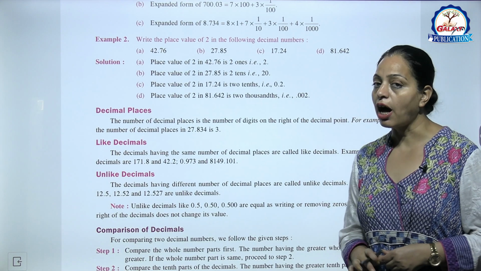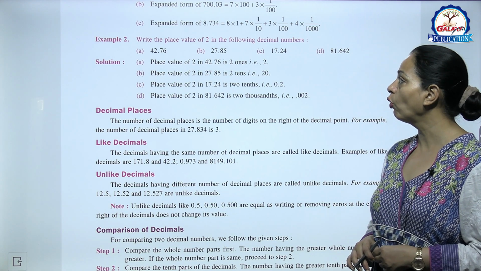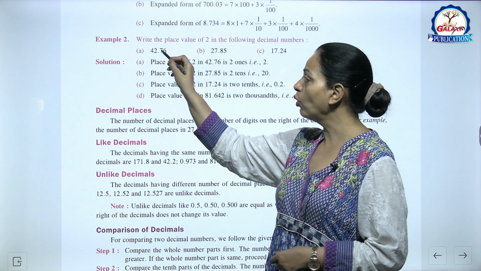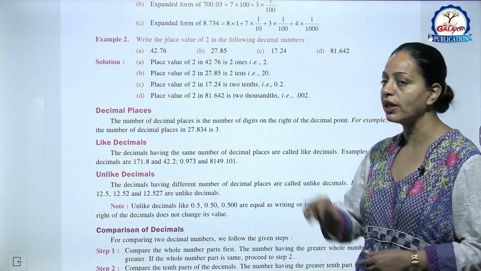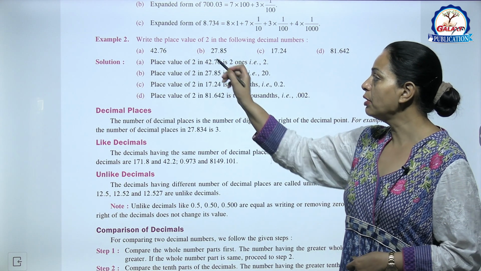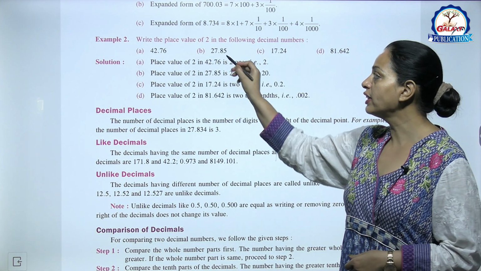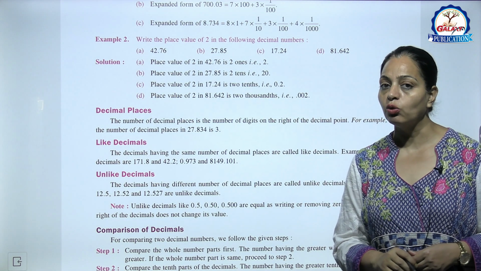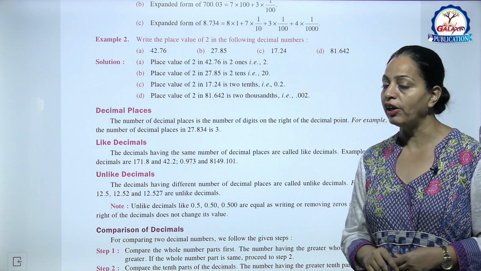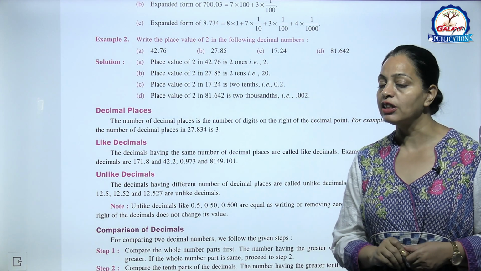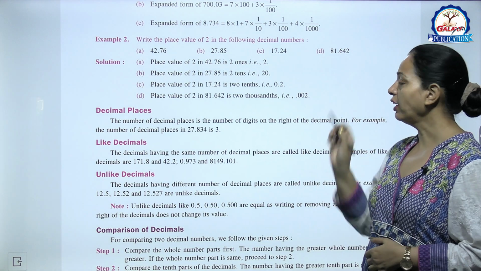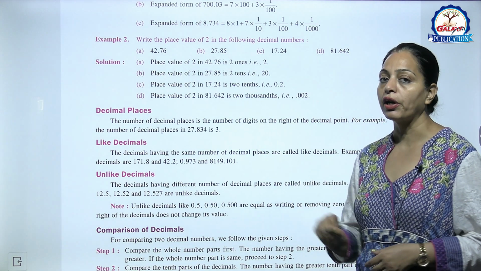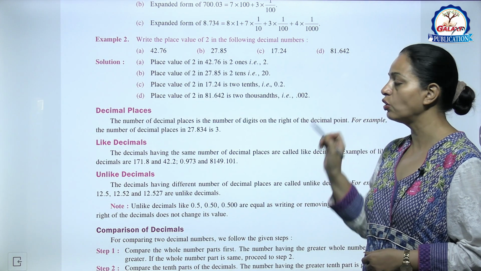Okay. Now example 2, write the place value of 2 in the following decimal numbers. A part 42.76. So what is the place value of 2? That is 2 only. It is at 1's place, so its value is 2 only. B part 27.85. 2 is at 10's place, so its value is 20. C part 17.24. So 2 is at 10th place, so its value is 2 into 1 by 10 means 0.2. Now D part 81.642. 2 is at 1000th place. So here 2 into 1 upon 1000 means 0.002, right?